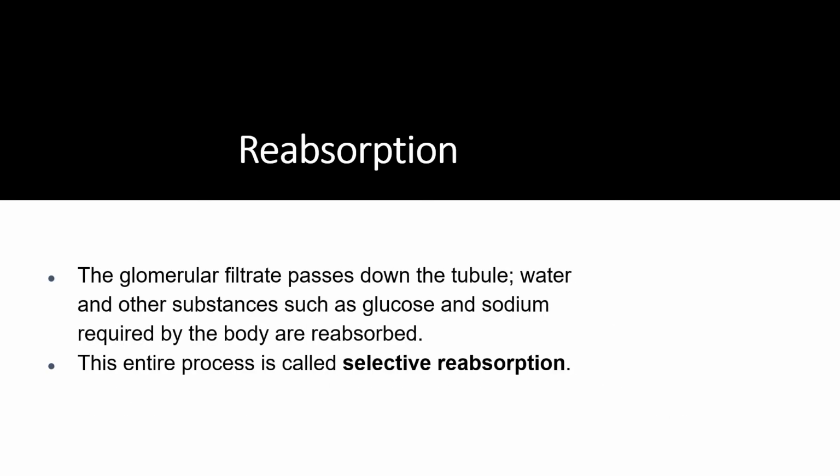Next, the reabsorption process. The filtrate also contains usable substances, like water, glucose and sodium. They are required by the body. So these essential substances are reabsorbed in the tubules. The entire process is called selective reabsorption. Only selected essential nutrients are reabsorbed and sent back to the blood.